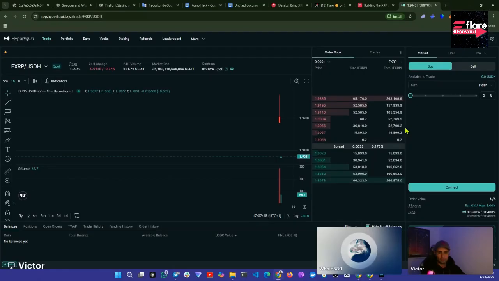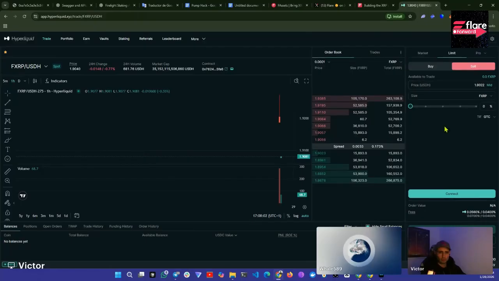Yes, correct. So there are different ways that you can go about it. You have market orders and you have limit orders. If you press buy, you say how much you want to buy, and then it uses the best liquidity at the moment. And if you press sell, then of course, with market, it doesn't choose. And then if you go to limit, there you go. So there you can actually set a limit order.